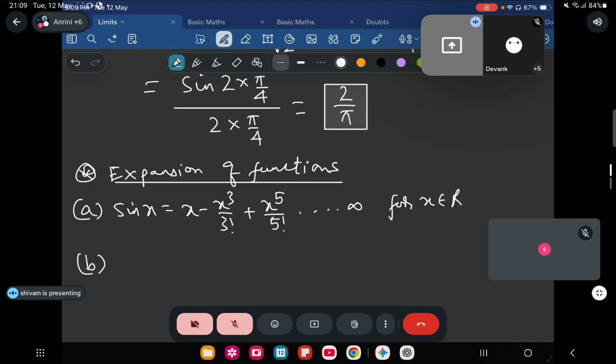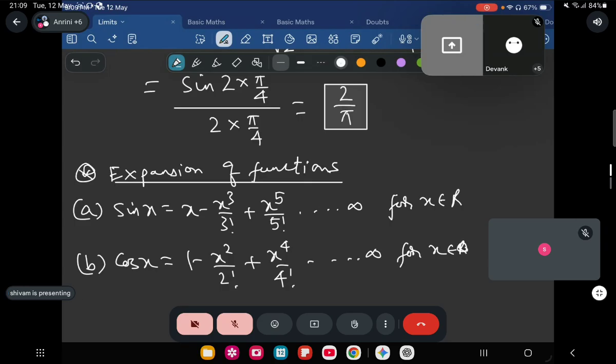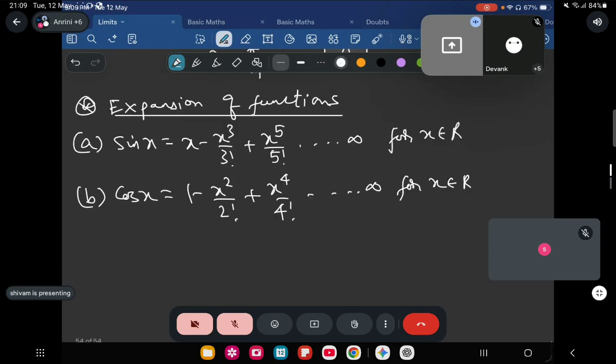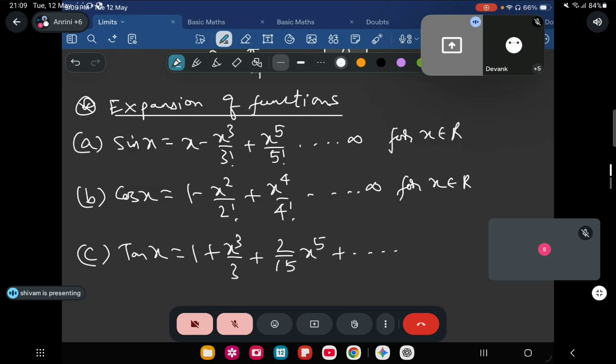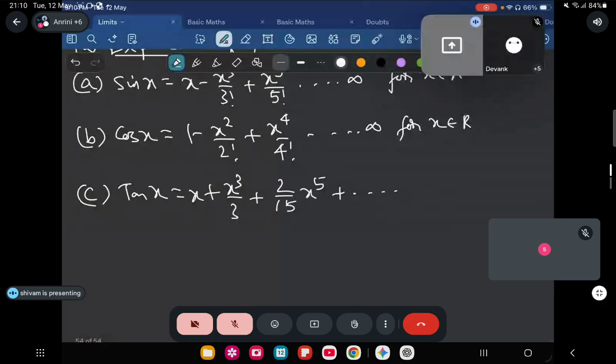Part B. Cos x will be equal to 1 minus x square by 2 factorial plus x power 4 by 4 factorial dot up to infinity for all x belongs to real. Next, tan x. Tan x will be equal to x plus x cube by 3 plus 2 by 15 into x power 5. Just remember the first three terms, that is enough. Sorry, it's not 1, it is x plus x cube by 3 plus dot for all x belongs to real.